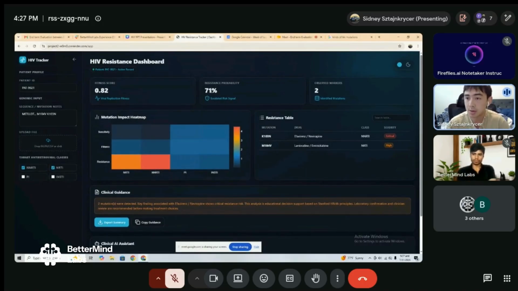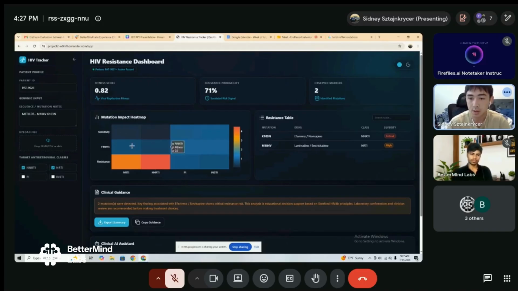Resistance probability is saying whether or not the mutations will resist the treatment that we give them. And observed markers is just showing how many mutations we've identified in the person's body.